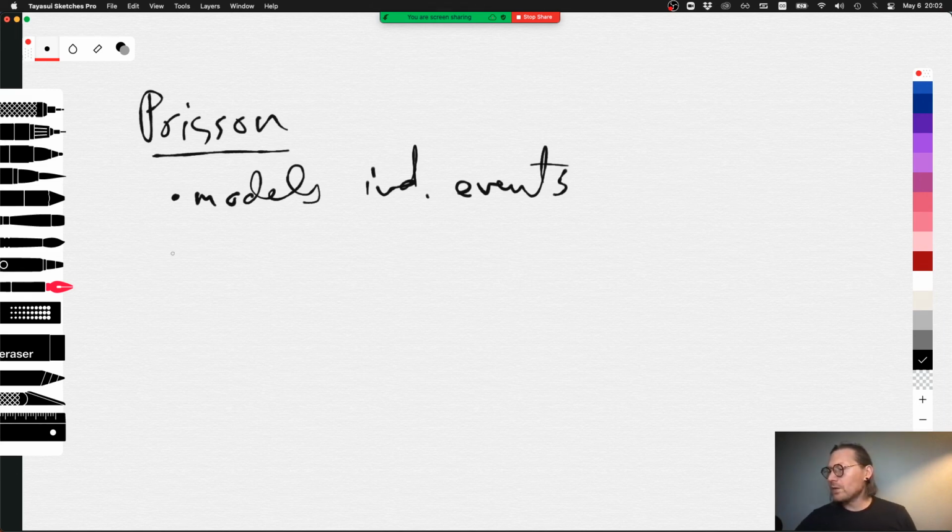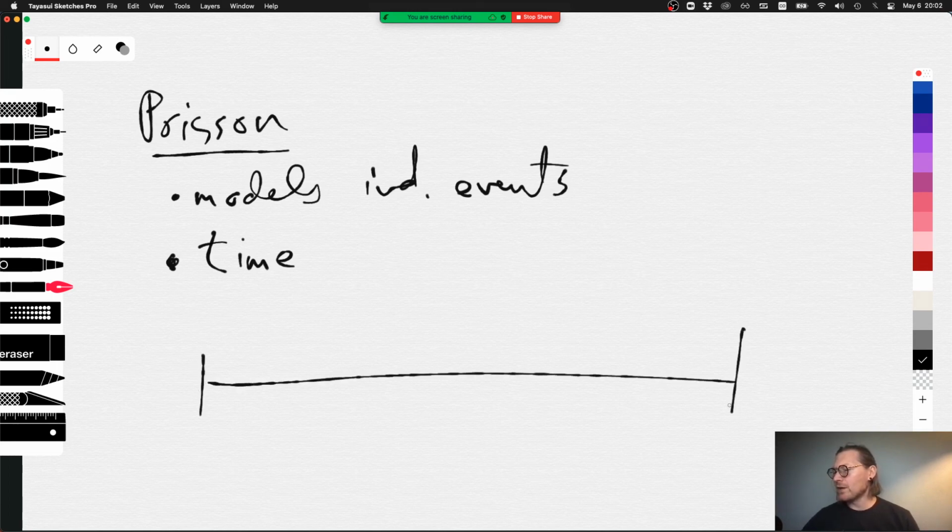But the cardinal thing that we see in Poisson is time. Events in time. So we have some span of time, and let's call this 0 seconds to 60 seconds. And if we're thinking about events that occur in a span of time, well, let's say on average, and the average we represent with this lambda. So lambda represents our expectation or our average. That is a terrible looking lambda. Let me just, there we go.